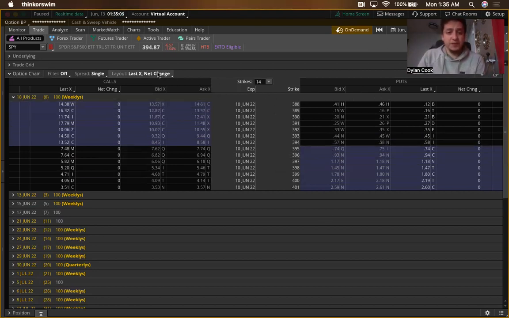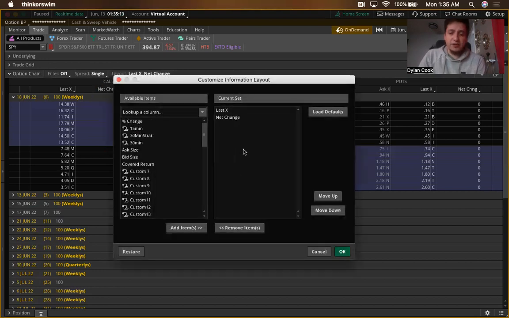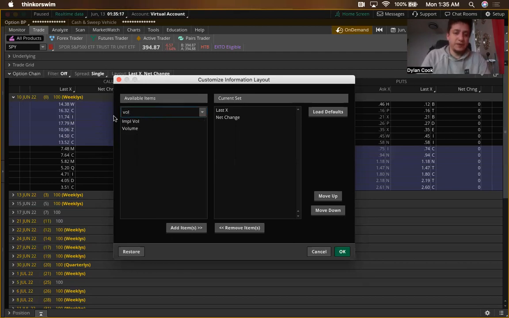But let's go ahead and see what we can do to customize this, right? So you may have some things that you like to have on the chart. So you can come right here to layout, come to customize. And then here in customize, you can add a couple of things. One thing I like to add is volume.